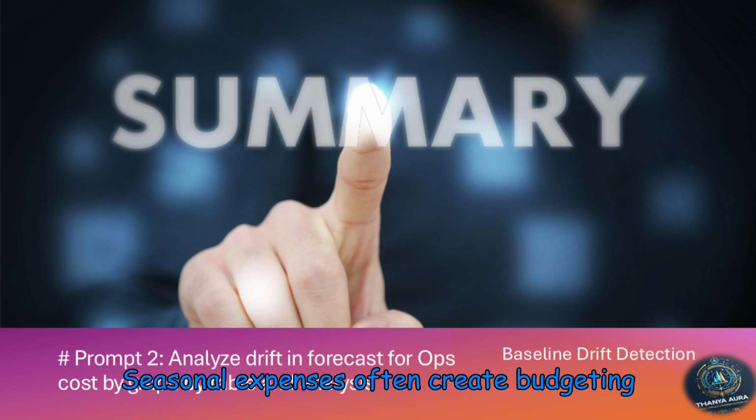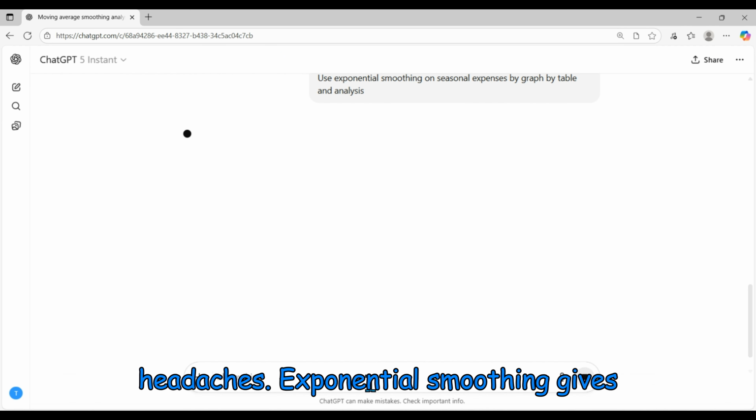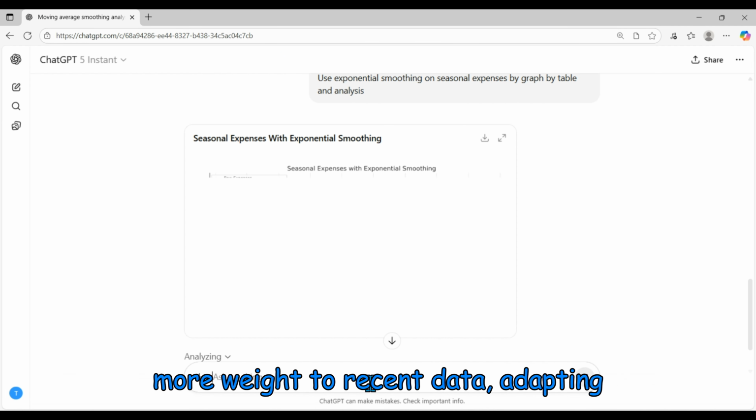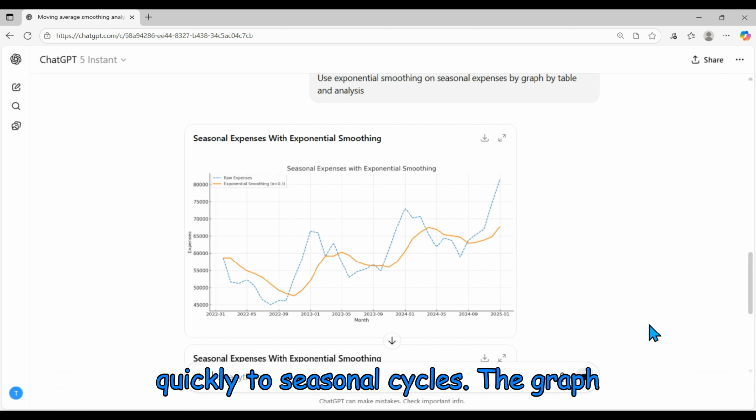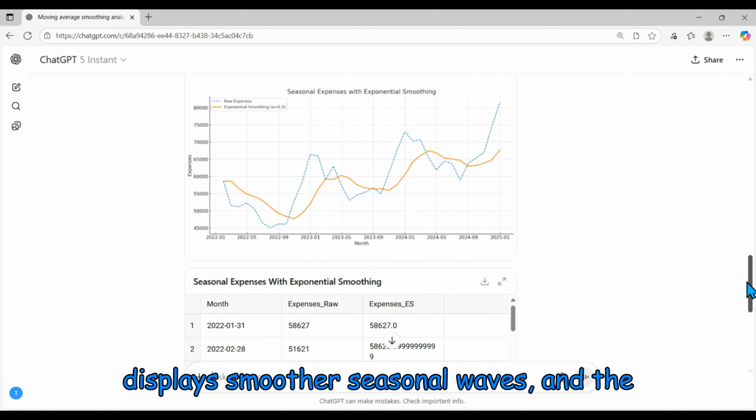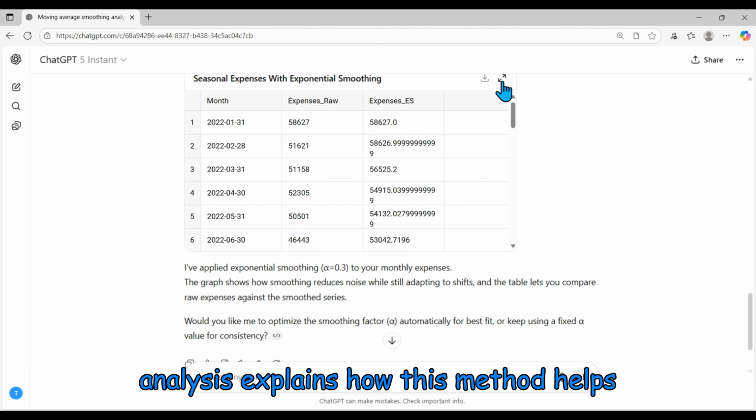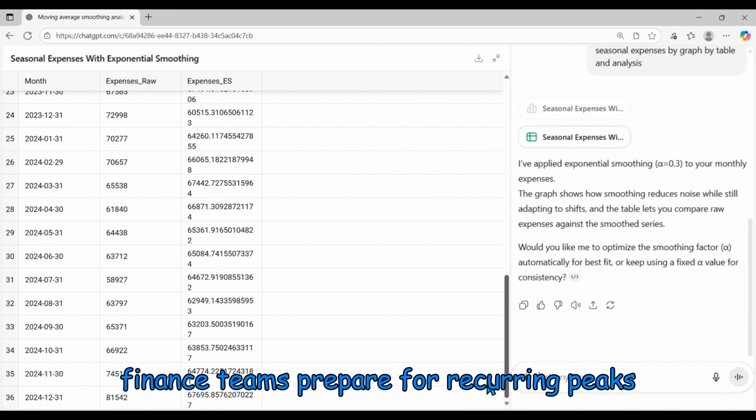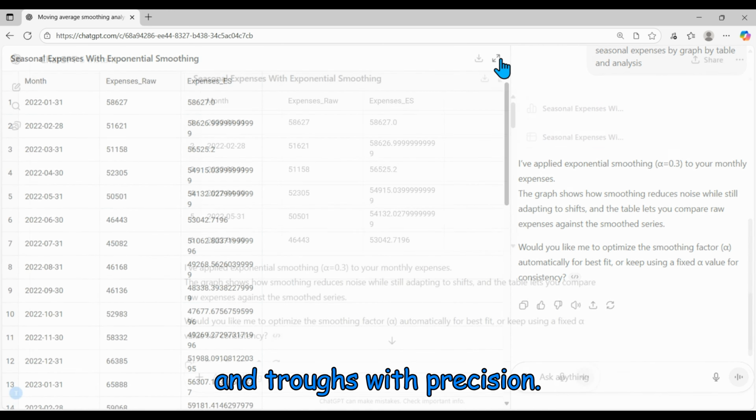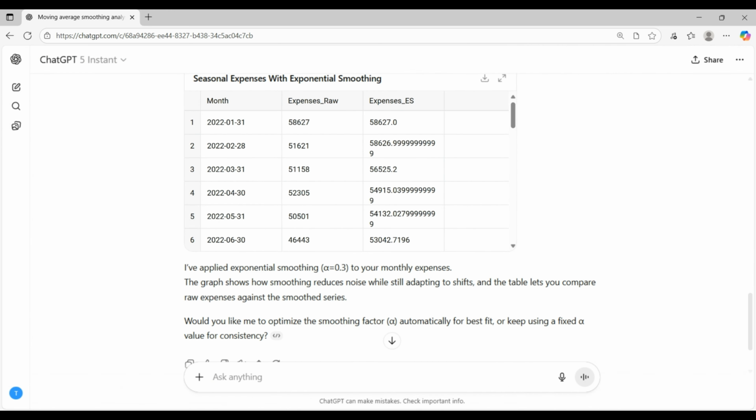Seasonal expenses often create budgeting headaches. Exponential smoothing gives more weight to recent data, adapting quickly to seasonal cycles. The graph displays smoother seasonal waves, and the table reflects adjusted expenses. The analysis explains how this method helps finance teams prepare for recurring peaks and troughs with precision.